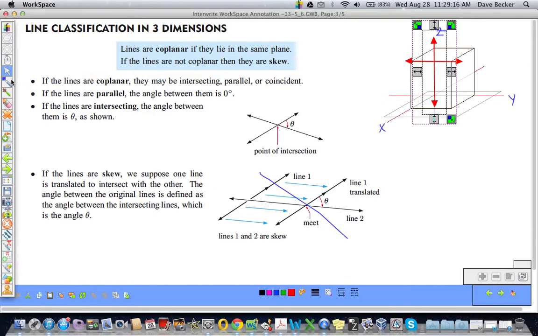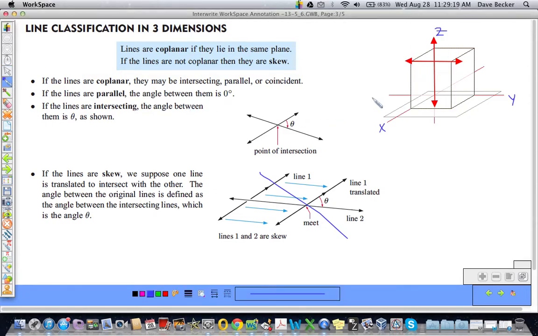Okay. We defined the angle between the intersecting lines. So this angle, we pretend that they intersect, right? We translated this from over here until they intersect, and that's the angle. The angle that is formed is the angle between the skew lines. In this case, it happens to be perpendicular, just because I drew them perpendicularly.